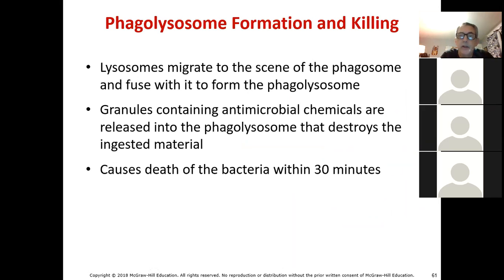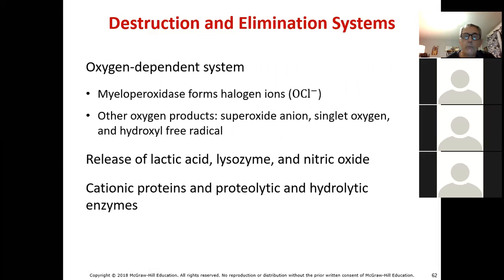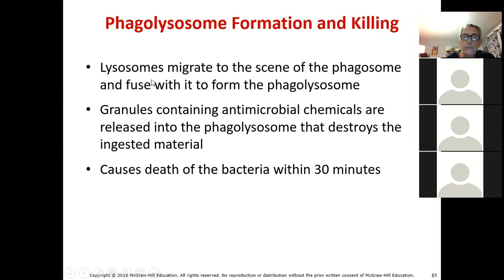Lysosomes migrate to the scene of the phagosome. We already mentioned that process. They have a lot of antimicrobial chemicals that fuse with the phagosome and destroy the ingested material. A phagocytic cell can cause death of a bacteria within about 30 minutes. It's a very oxygenated series of ions and free radicals in the lysosome. Lactic acid, the lysosome that breaks down cell wall, nitric acid, another reactive chemical. Also proteolytic and hydrolytic enzymes are found in these lysosomes.